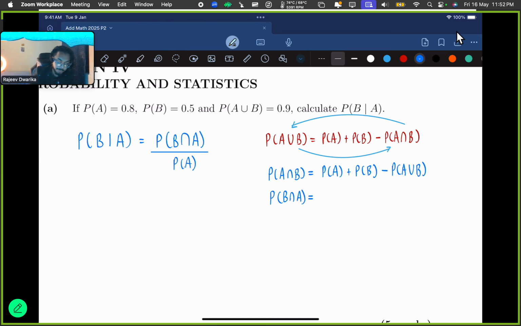So let me plug in what you're studying. Let me plug in our information and find our answer. So that's going to be 0.8 plus 0.5 minus 0.9. That's going to be 0.4, sir.